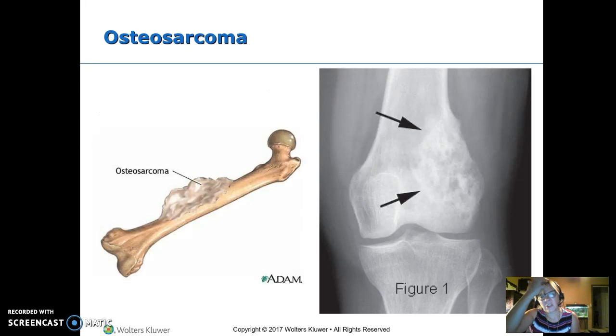So here's some pictures of the osteosarcoma on a bone, right? You can see this is a femur here, and down here is the distal end of the femur, because here's your tibia and fibula.